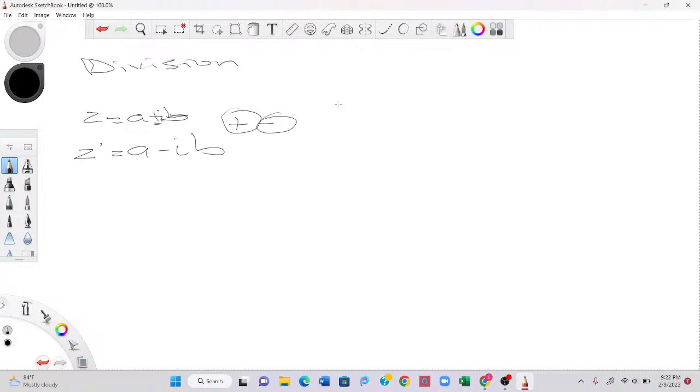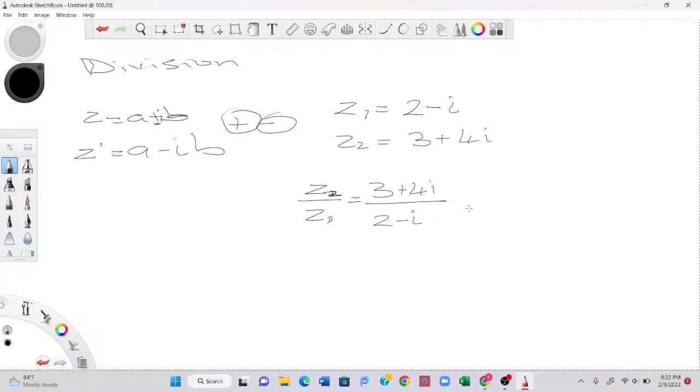This one we are going to just start with an example. Z1 is equal to 2 minus i. Z2 is equal to 3 plus 4i. Now we want to find Z2 over Z1, so Z2 over Z1 is 3 plus 4i all over 2 minus i.